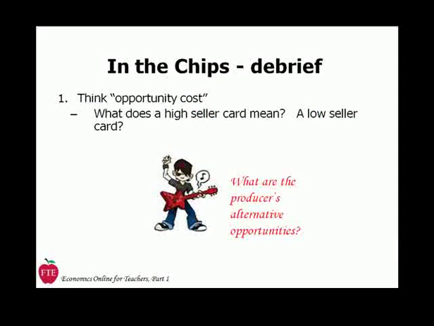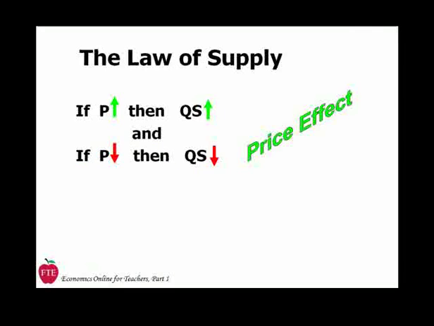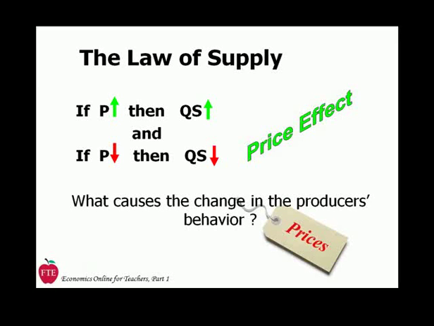Remember our example from the In the Chips activity? If the seller had valuable alternatives, it took a higher price to get him to produce computer chips. The law of supply captures this relationship. As the price increases, quantity supplied increases, and as the price goes down, quantity supplied decreases. What causes the change in quantity supplied? Right, changes in price. Think price effect.